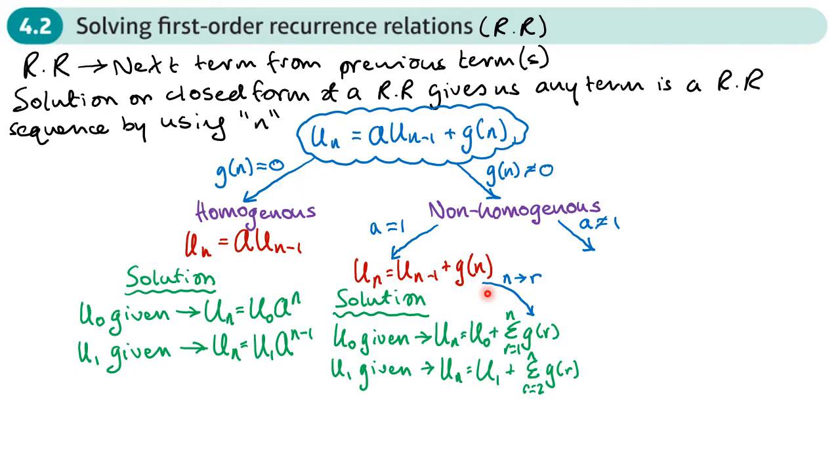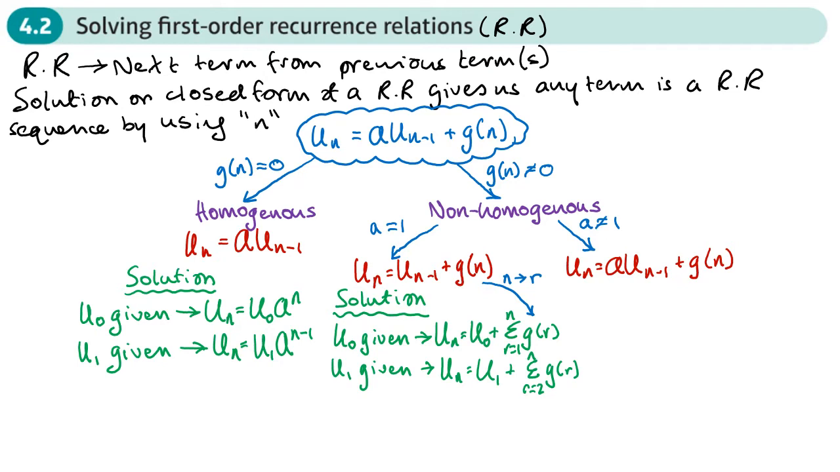The last type of non-homogeneous first order recurrence relations are of the type where a is not equal to 1. So this might be a number like 2, 3, 4, 5, that type of thing. The form of that type of recurrence relation is going to be un equals a un minus 1 plus g of n.